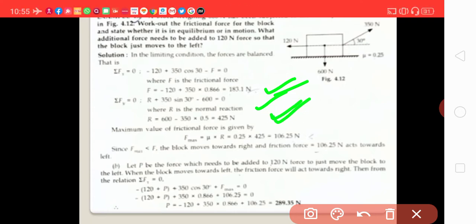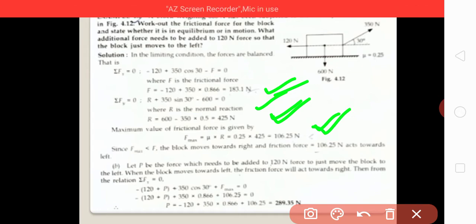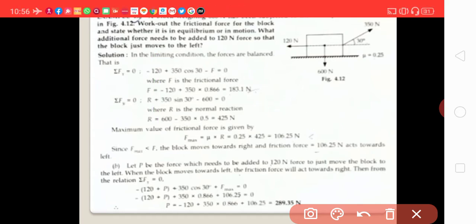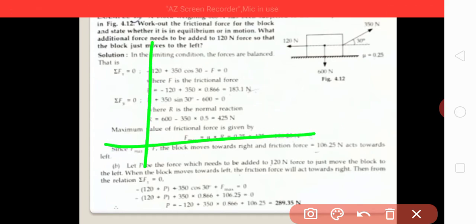The maximum value of frictional force is given by F max at impending motion, that is mu into R, which is 106.25. This is the maximum force which will be generated due to friction. Frictional force will be this much maximum at the impending condition. If you can remember, we just discussed this.